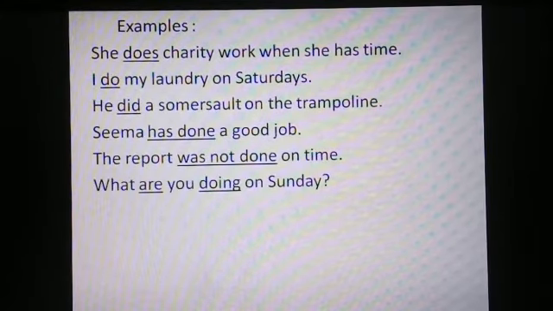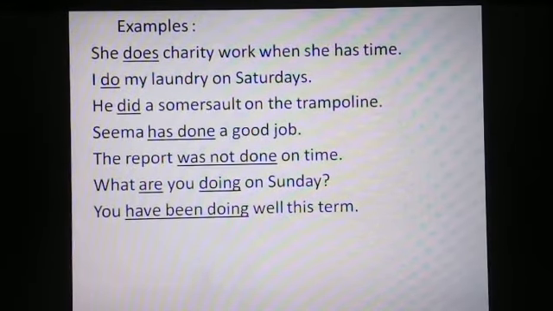What are you doing on Sunday? Now, as you can see, boys and girls, it's a question. It's an interrogative sentence starting with a WH word. Then we have are. Are is the helping verb. You is the subject. Doing is the fourth form of do used as main verb. On Sunday is a prepositional phrase.